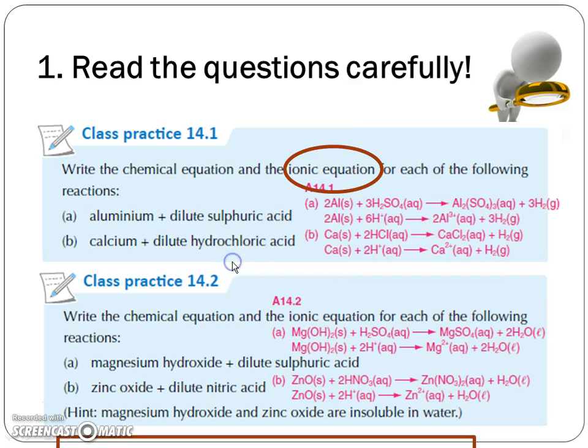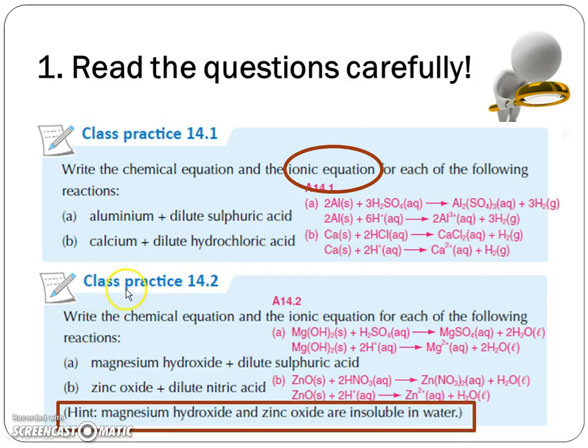For example, in class practice 14.2, you have the hints: magnesium hydroxide and zinc oxide are insoluble in water. But some of you still regard these two chemicals to be soluble and have split the ionic compounds into two ions and cancelled out the ions on the left hand side and the right hand side. I regard that as a careless mistake.